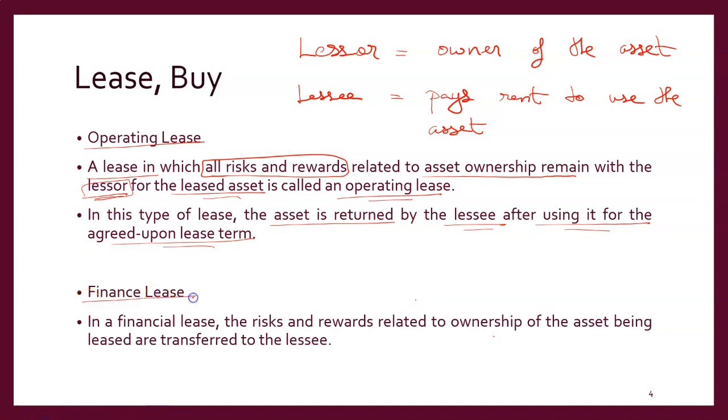There's another type of lease called a finance lease. In a finance lease, the risks and rewards related to ownership of the asset being leased are transferred to the lessee. So here the income generated by the asset and any damages caused by the asset have to be borne by the lessee, the person who pays the rent.